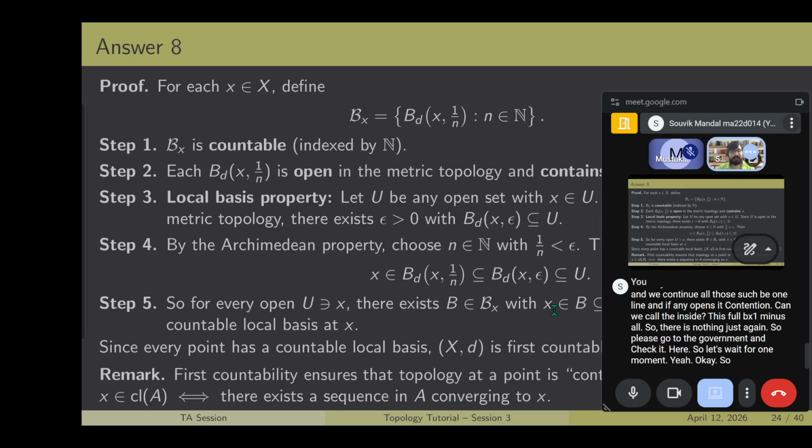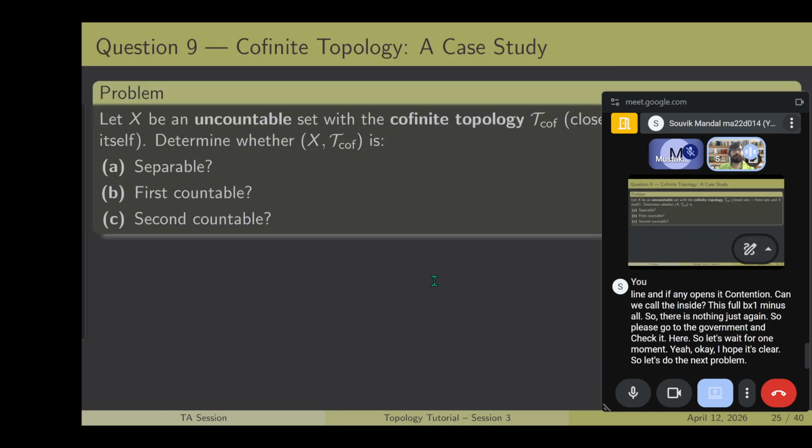Okay, so I hope it's clear. So let's go to the next problem. The next problem is as follows. Take an uncountable set X with the cofinite topology tau. Check the following properties: separable, first countable, second countable.